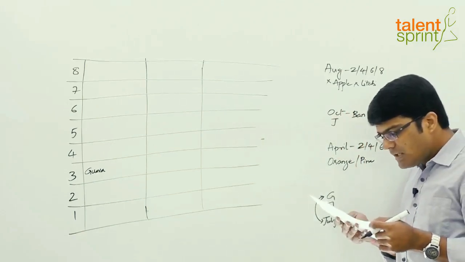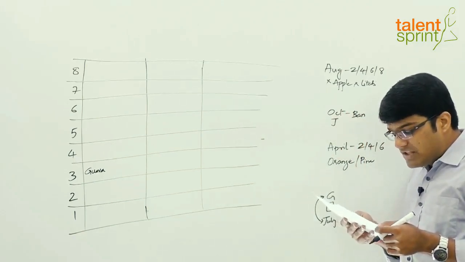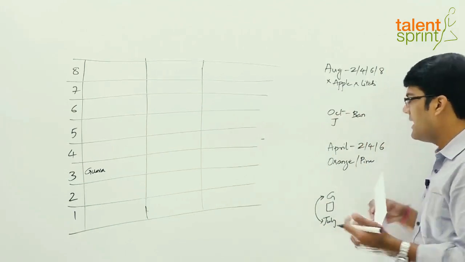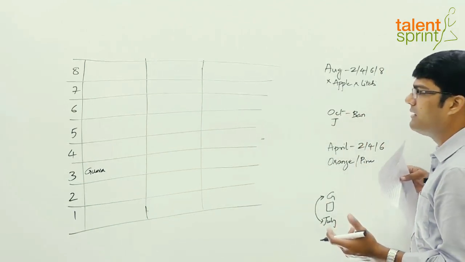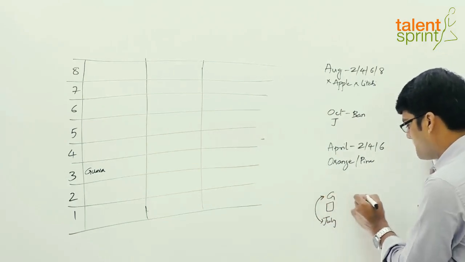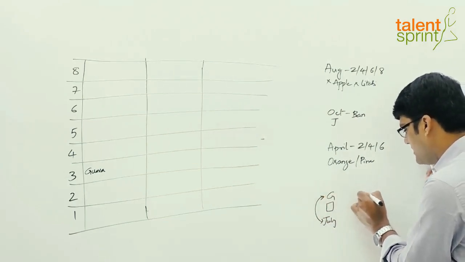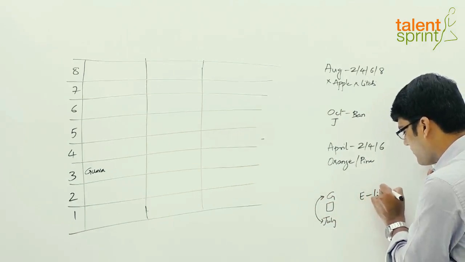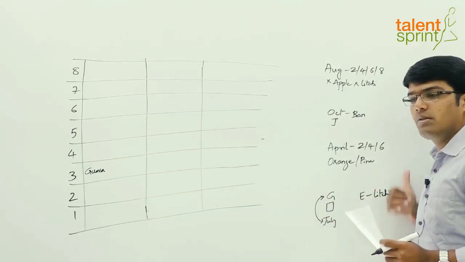Alright? Then E likes lychee. E likes lychee is again a simple statement, but we cannot use it immediately. So let's make a note of that, right? That E likes lychee. I hope all of you are able to see all the points here, right?